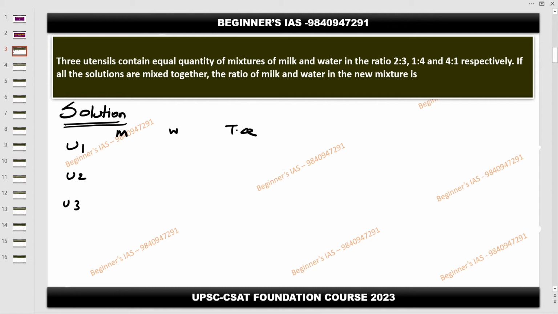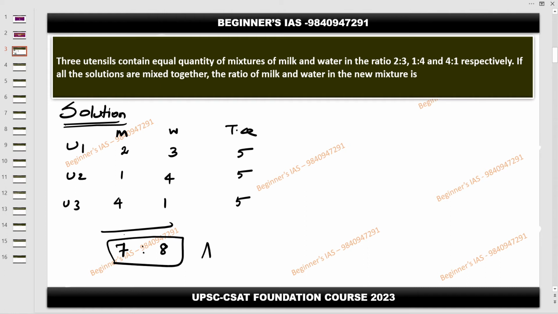One contains the ratio 2 is to 3. The second contains the ratio 1 is to 4. The third contains the ratio 4 is to 1. First of all, identify the total quantity here: 5, 5, 5. If the total quantities are equal, then what is the procedure? You simply add this: 7, and this: 8. That is the answer.